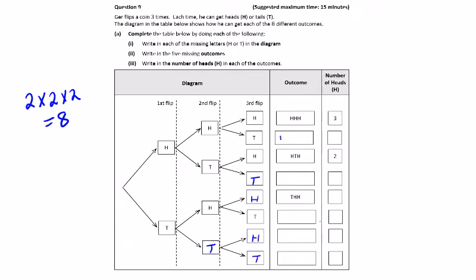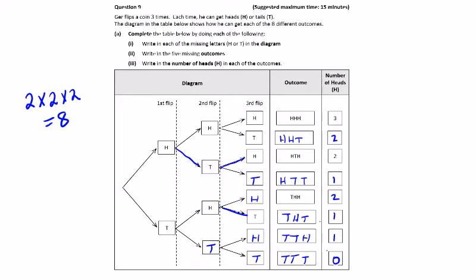So this is H, H, T. And you can see H, T, H is given to us. Then we have H, T, T. And now the bottom 4 all start with T. THH is given, then THT, then TTH are the last 2, the first one is H, the last one is TTT. Number of heads in each one: 3, 2, 2, 1, 2, 1, 1, 0.